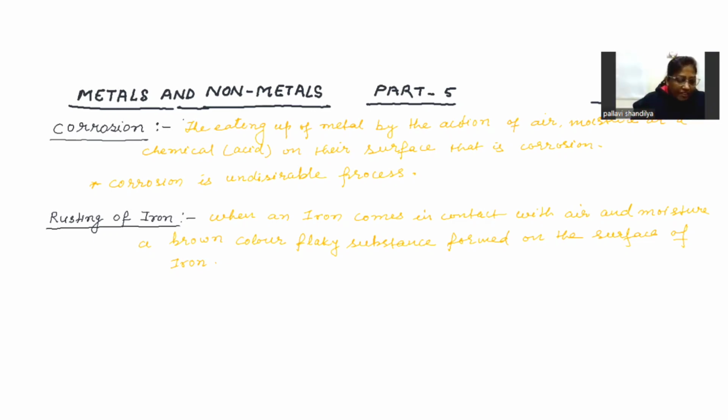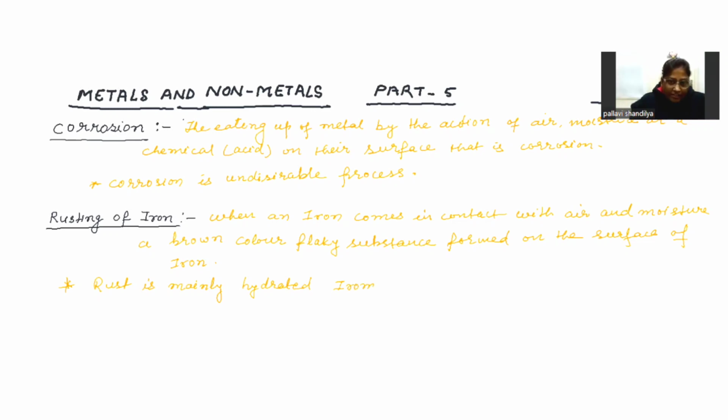Okay. So we can write here, what is rust? So rust is mainly hydrated iron 3 oxide. Okay.